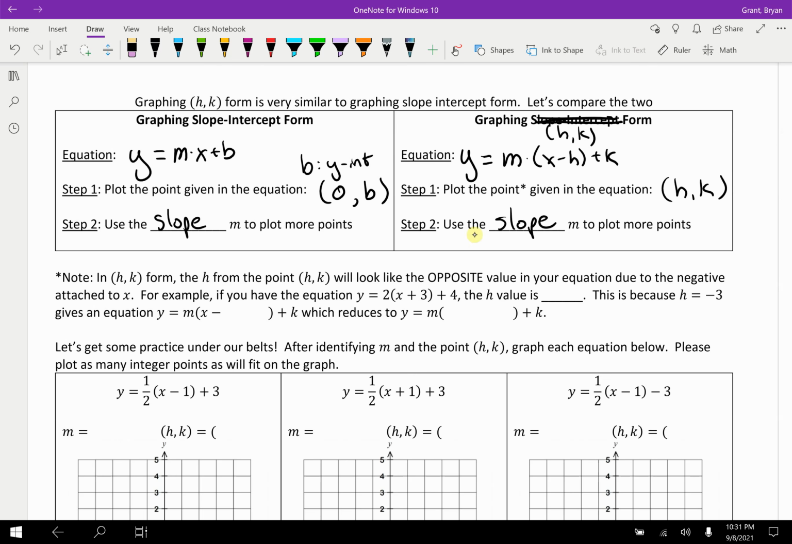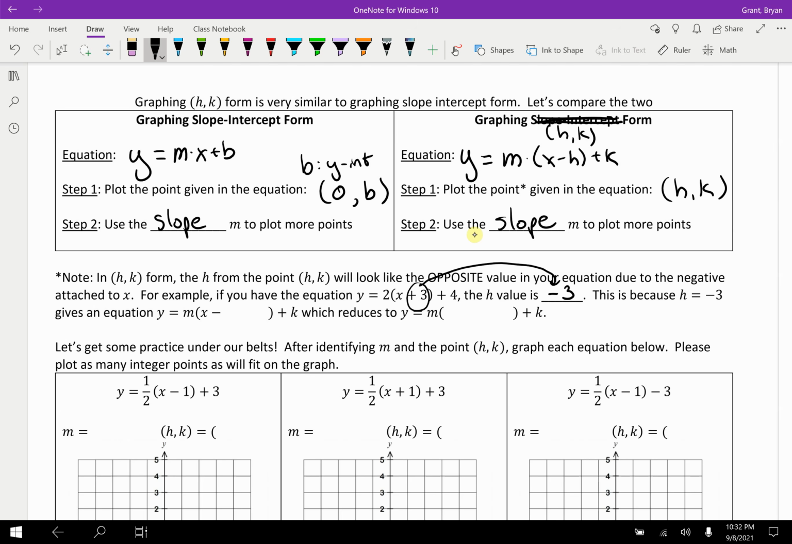In HK form, the h from the point HK will look like the opposite value in your equation. And this is really the only thing that I find throws off students. The reason it looks like the opposite is due to the negative that's in the actual equation. For example, if you have the equation y equals 2, 2 is the slope, that's the m, x plus 3 plus 4, the h value is the opposite of what it looks like here. The h value is negative 3.